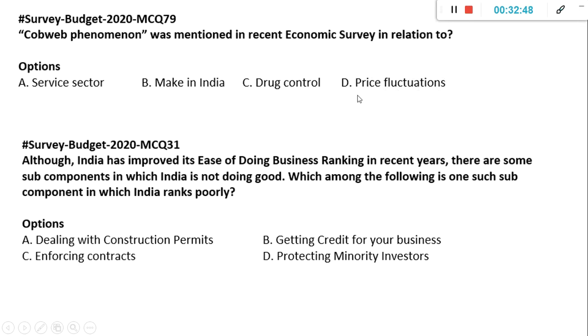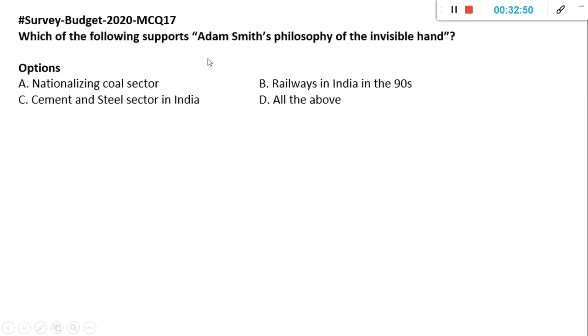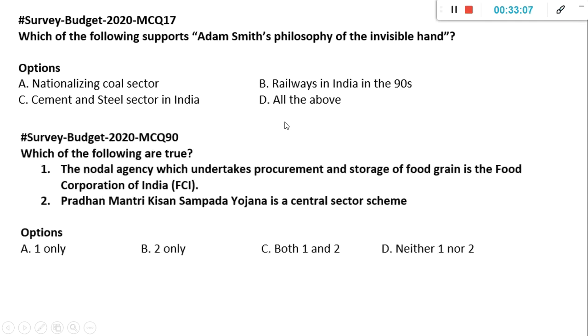What is the Cobweb phenomenon? I'll explain to you when I open the PDF. Then, which of the following supports Adam Smith's philosophy of the invisible hand? When you do Ramesh Singh or whichever textbook for economics, the first chapter itself will have a story about Adam Smith. That's very important, and you should know it because UPSC asks a lot about him. So here again the answer is cement and steel. Why it is cement and steel, we'll see in the document.